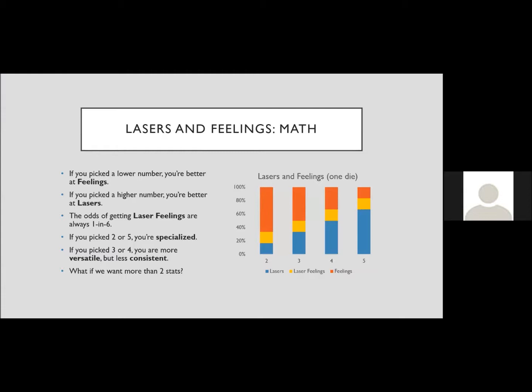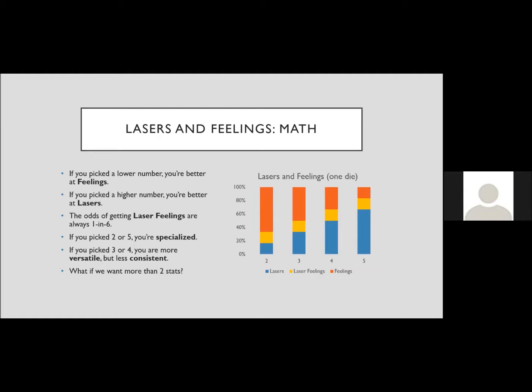So if you picked a 2 or a 5, you have a more specialized character. If you picked a 3 or a 4, your character is a bit more versatile, but less consistently good at things. So if you look at the chart here, you can see the kind of probability you're looking at with your 6-sided die roll and your number.